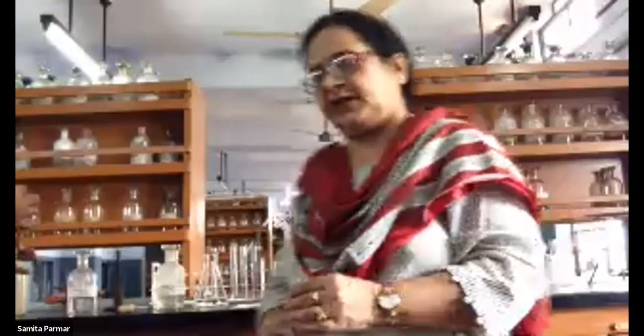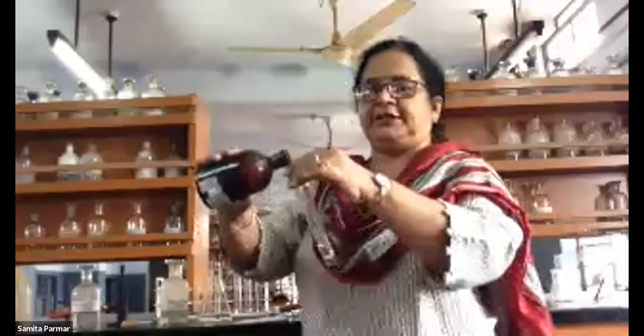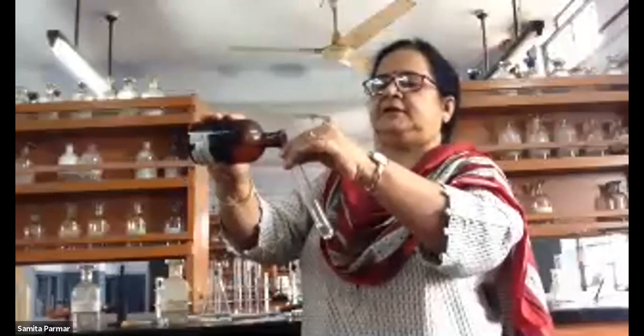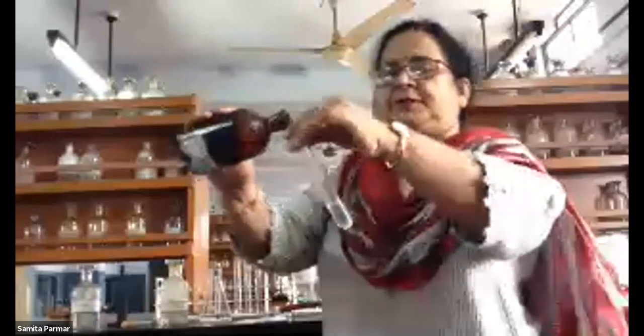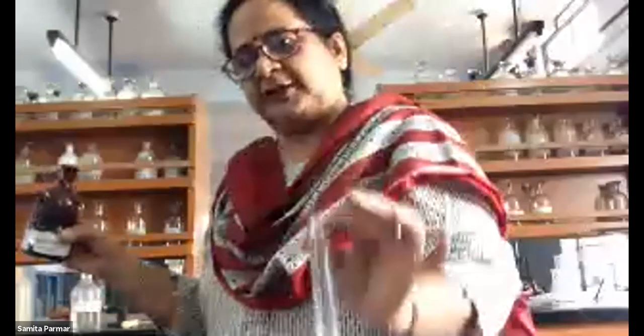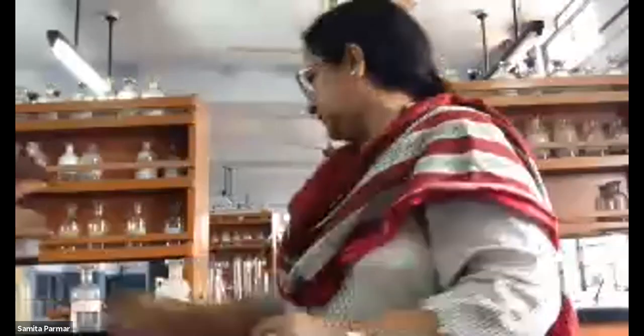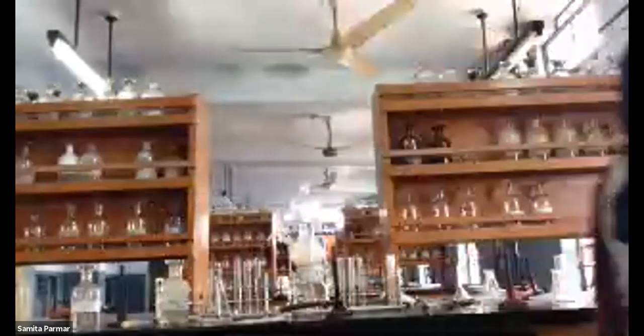Suppose we are testing for the chloride ions, then I am adding AgNO3. You see, no precipitate is being formed. So we can conclude that chloride ion is absent. We'll throw this solution and then we'll again test for the other radical.